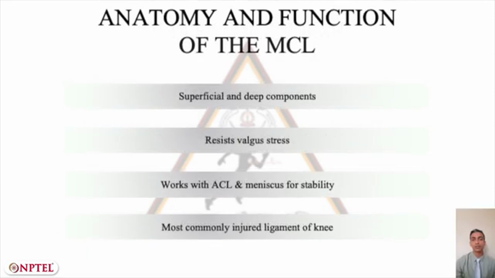Now, we shall quickly brush up upon the anatomy and function of the MCL. This was already discussed in week 1 of this course. The medial collateral ligament has two components, superficial and deep. The primary job of the MCL is to resist valgus forces and help control excessive rotation of the knee. The MCL ligament works along with the ACL and medial meniscus to stabilize the joint. Because of its position, it is the most commonly injured ligament in the knee.